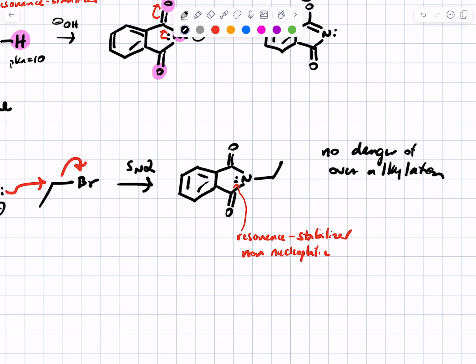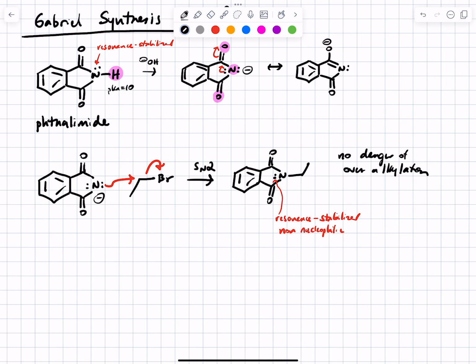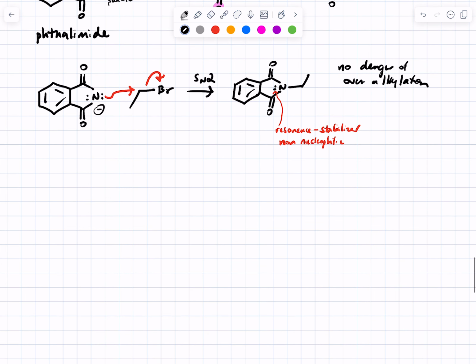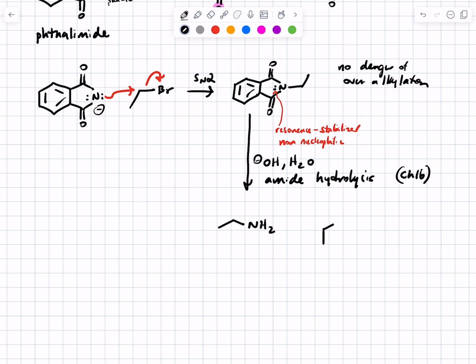So we can stop. Now that's not our desired molecule. We would really like to get to the primary amine, and if we didn't have a solution, this would be a dumb reaction. Fortunately, we do. We can use water and hydroxide now to do a reaction that you learned in chapter 16 of the text, amide hydrolysis, and that will release the primary amine, and the other side of the molecule will be this dicarboxylic acid benzene ring.